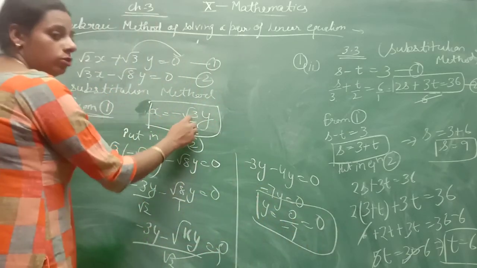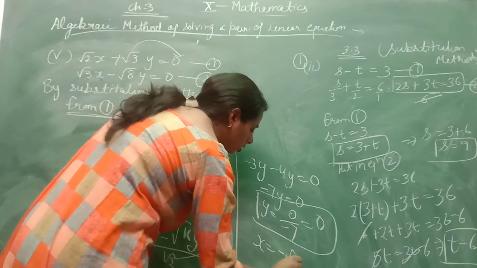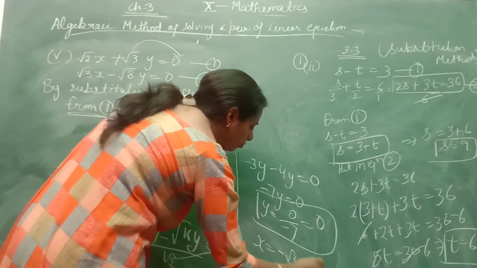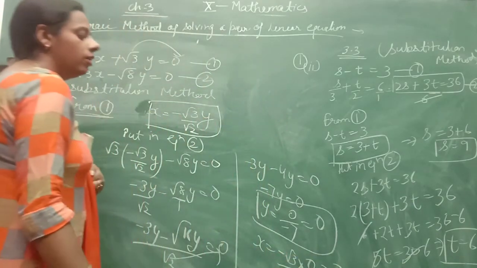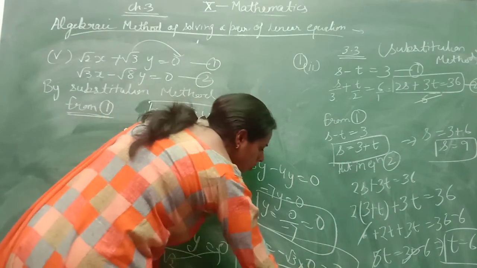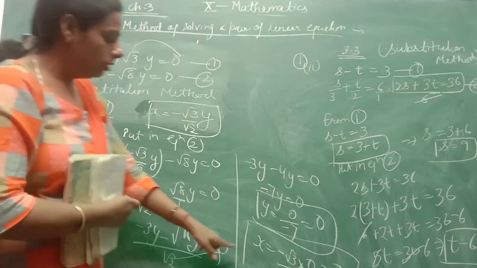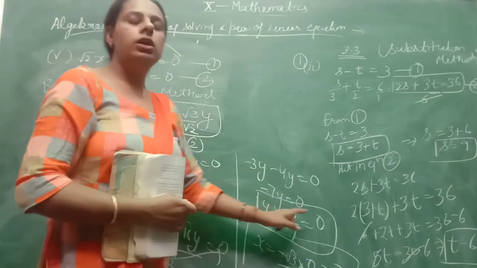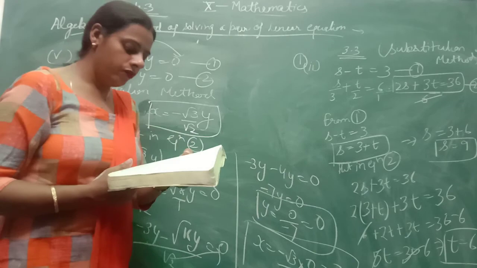Okay, so put it in this part to get the value of x, minus root 3 by root 2 into y. Put the value of y here, that is 0. So you get the value of x is also 0. For this pair of linear equations, you have the value of x is 0 and the value of y is also 0. And try the first complete part of this exercise.